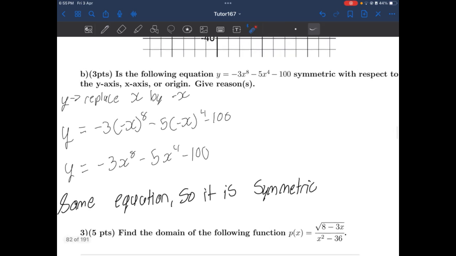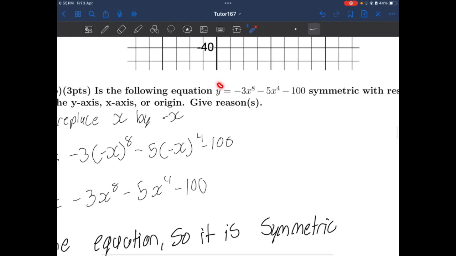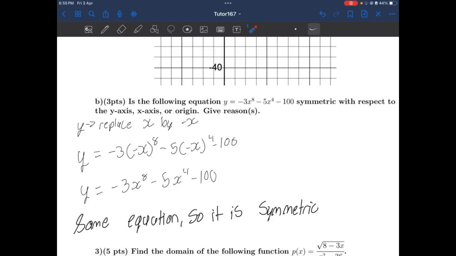If you wanted to test for symmetry for the x-axis, all you have to do is replace y by negative y. And we know if we do that, it'll be a different equation, because you can't simplify. If you just replace this y with negative y, you can't simplify that anymore. So if you want to test for symmetry with x, replace y by negative y. If you want to test for symmetry for the y-axis, replace x by negative x. And if you want to test for symmetry with the origin, replace x by negative x and y by negative y.